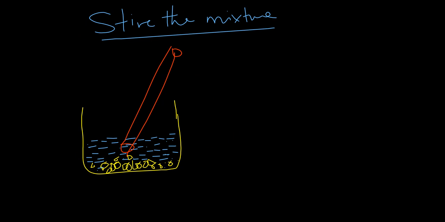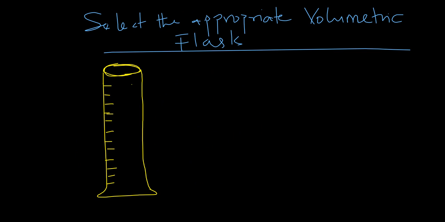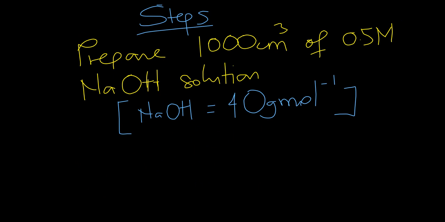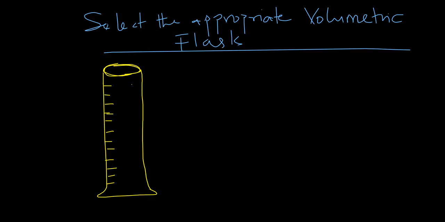What do we do next? We finish stirring, we move on to the next stage. It's time to select an appropriate volumetric flask. So this time, what kind of volumetric flask do we select? Remember, the question said that we are preparing 1,000 cm³ solution. So we have to select a 1,000 cm³ volumetric flask. Remember that we select the volumetric flask based on the volume of the solution you are preparing.